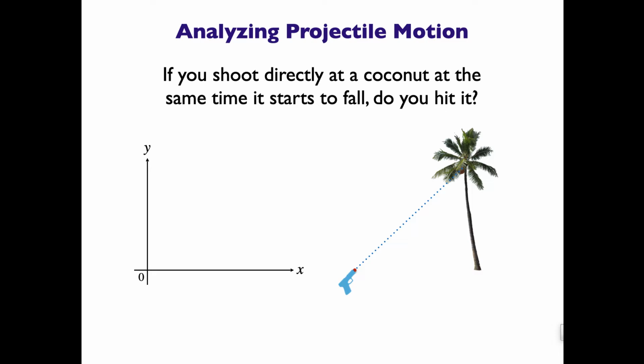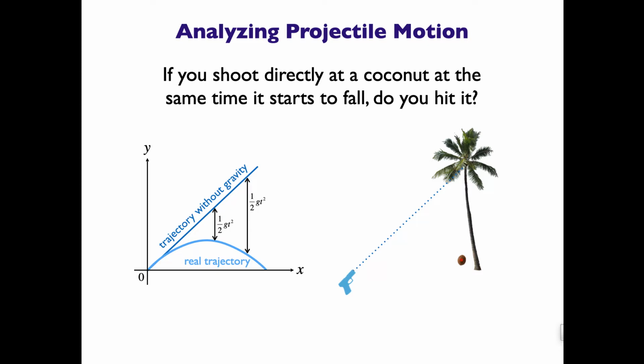So here's a question. If you shoot directly at a coconut at the same time it starts to fall, do you hit it? So we have some yeses, some no's. So here's our trajectory without gravity. But what do we know gravity does to a trajectory? It's going to curve it down, right? And the difference between this line, because this is linear, so that would be v naught delta t, and this is just that term, 1/2 g t squared, okay? So it gets farther away over time, but it turns out that if you do this, they will still hit.